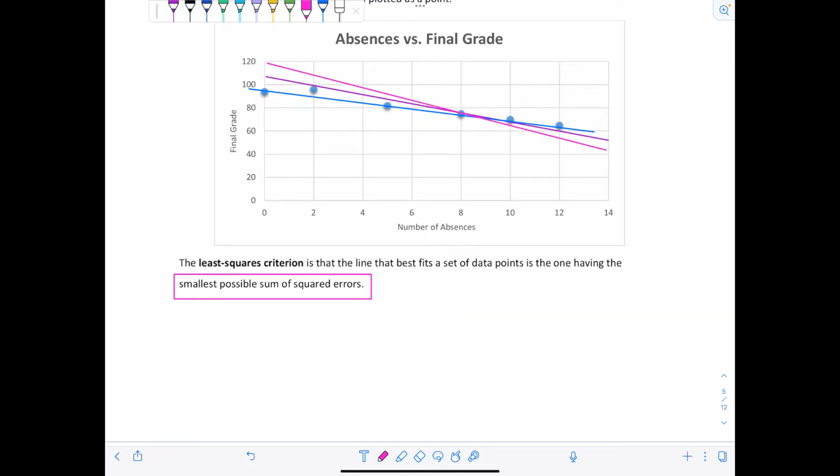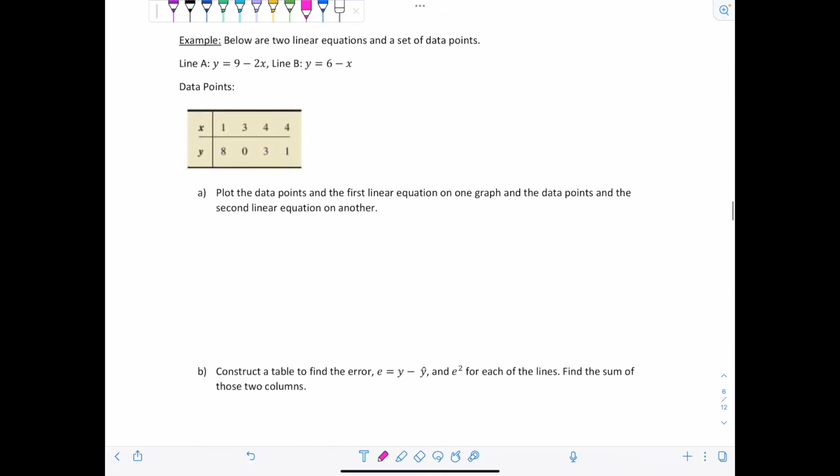Okay, so first one here, below are two linear equations and a set of data points. So line A has the equation y equals 9 minus 2x, and line B is y equals 6 minus x. And then here's the data points. Here's what we would have from our sample. It just represents nothing right now, okay? Plot the data points and the first linear equation on one graph, and then the data points and the second linear equation on the other.